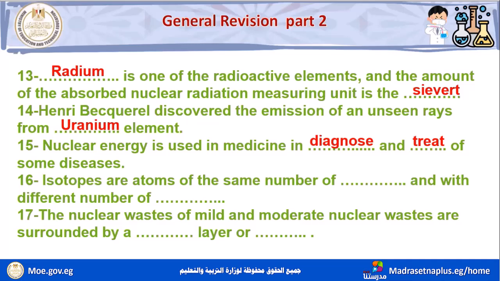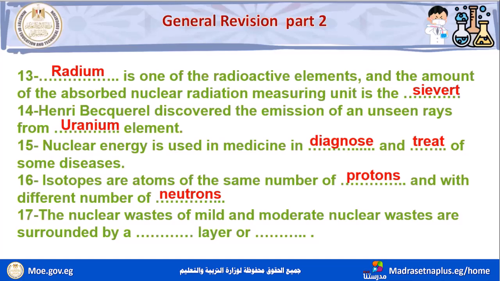Question number 16: Isotopes are atoms of the same number of protons, the same atomic number, and with different number of neutrons, so different mass number.